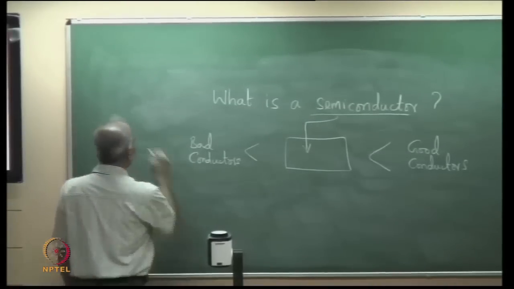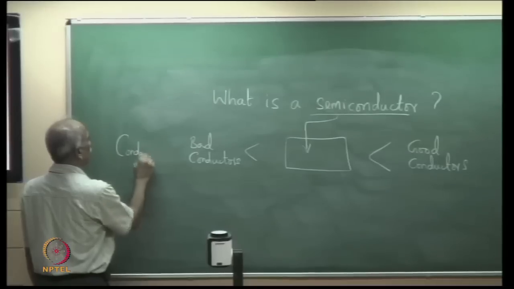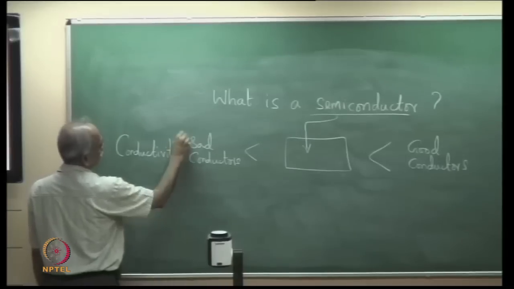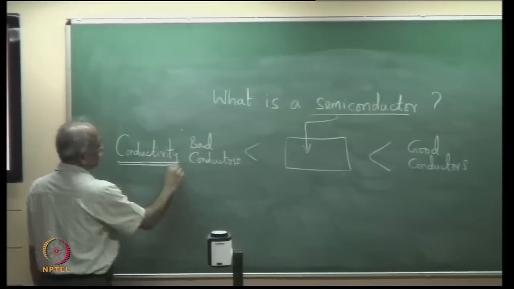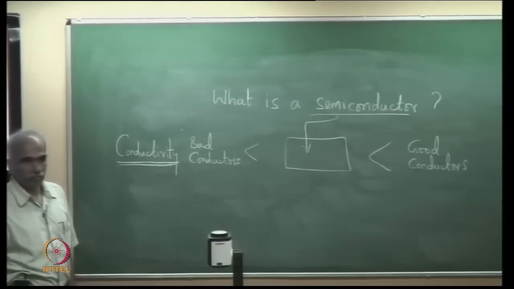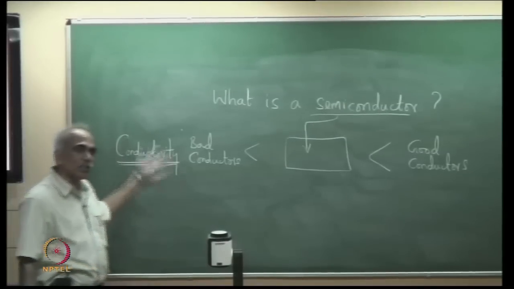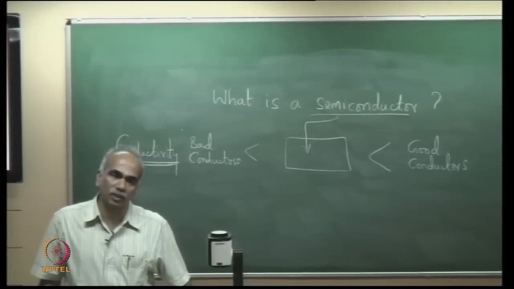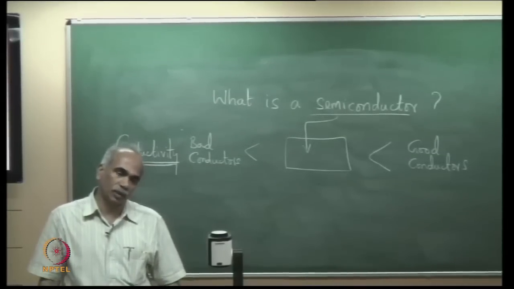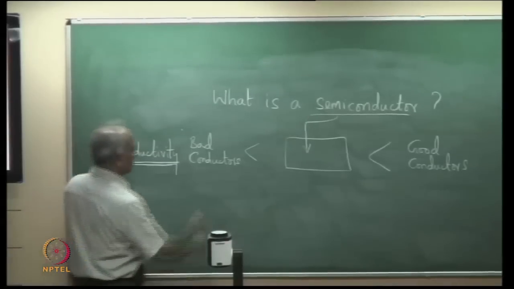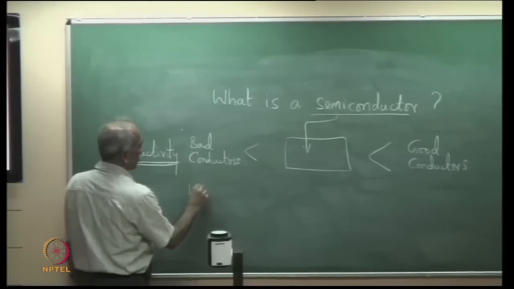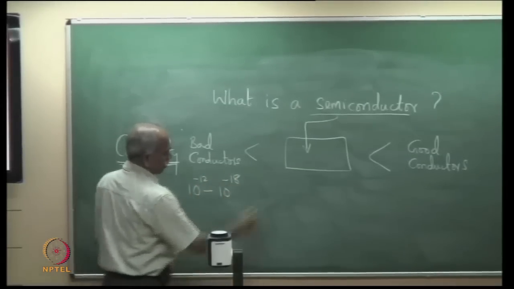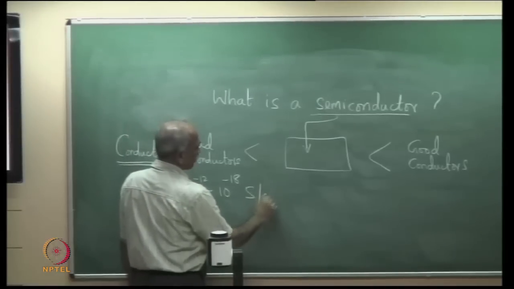What is the conductivity? So we are talking of conductivity. What kind of numbers? This is a course for engineers, so you have to be familiar with numbers. It is necessary. Large, small do not make any sense. You have to know what magnitude we are talking about. So for bad conductors, typical conductivity is 10 power minus 12 to 10 power minus 18 Siemens per centimeter.